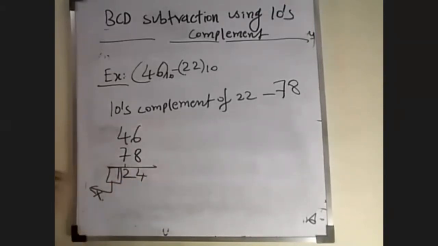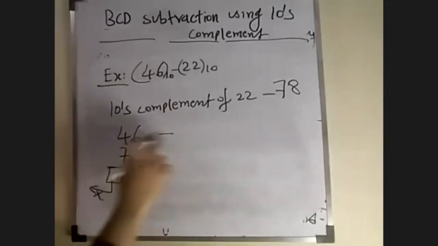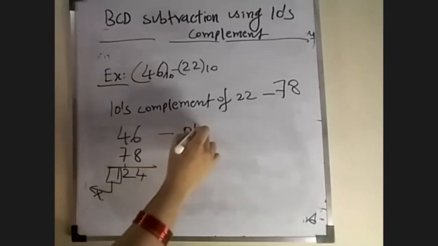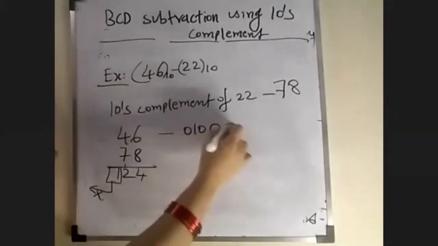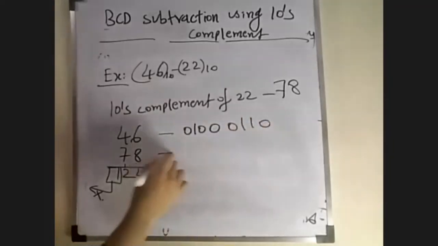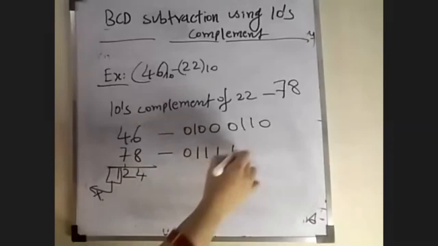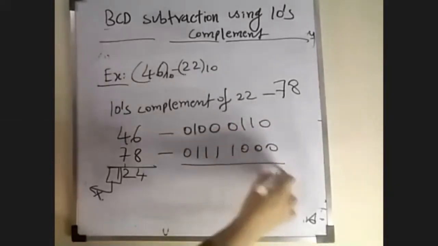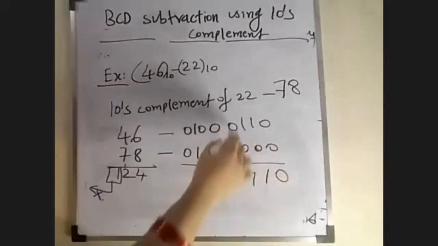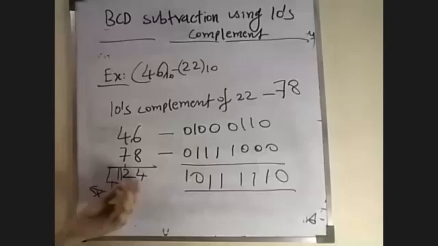Okay. So next, convert these values into BCD. 4 means 0100, 6 means 0110, 7 means 0111, 8 means 1000. Then perform the addition. The result is 24 in decimal value.